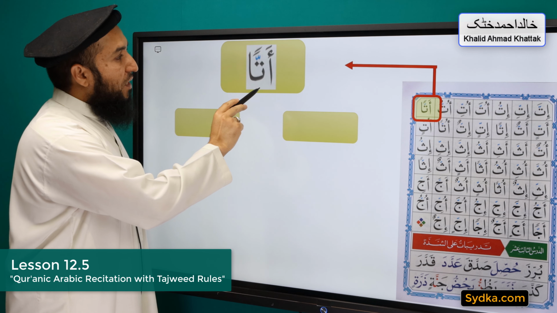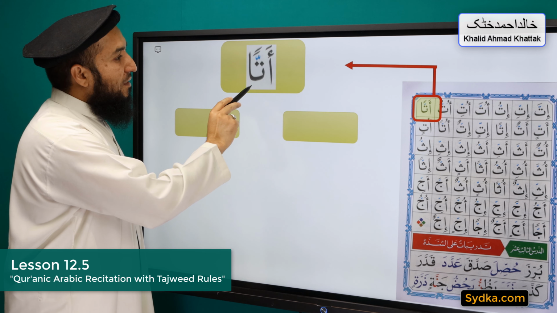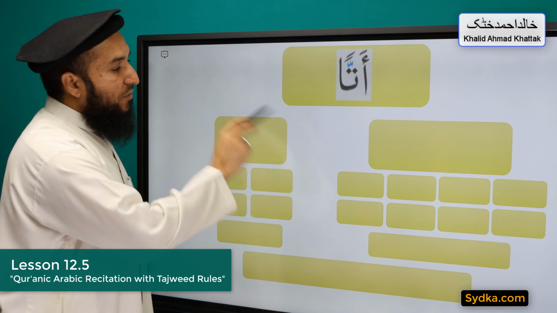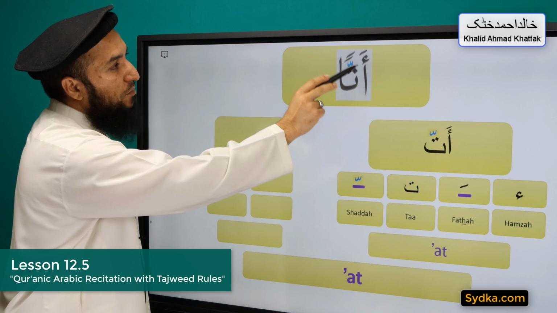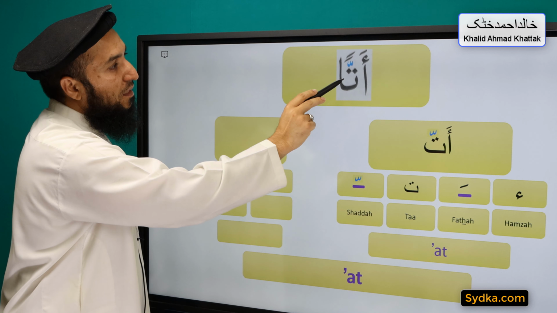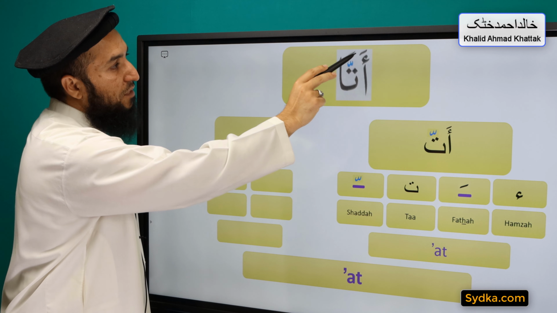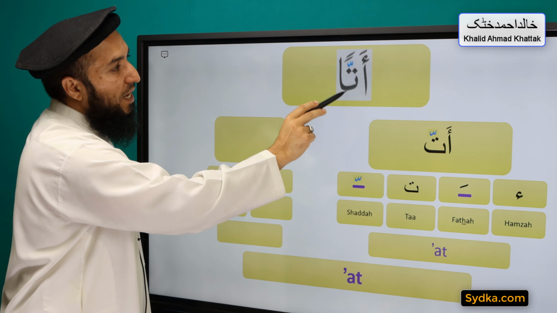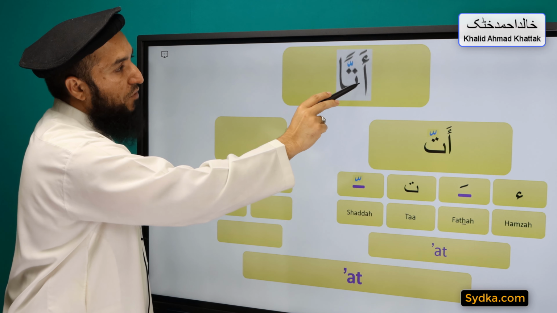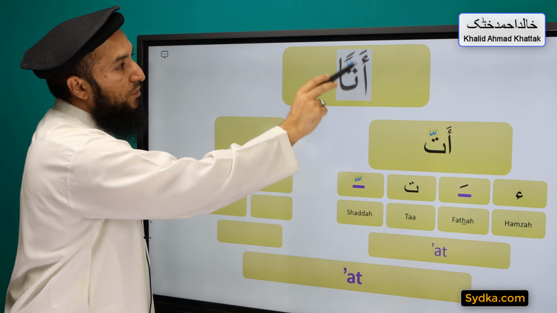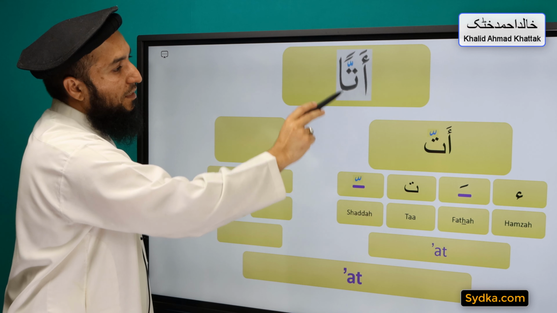The next word we have is Attan, and it can be divided into two syllables. The first syllable we have is Hamza Fatha Ta Shadda, At. Hamza is a light letter, it has Fatha on top of it, it is followed by Ta, Ta has a Shadda. This alif is silent and it is used as a chair for Hamza. Hamza Fatha Ta Shadda, At.